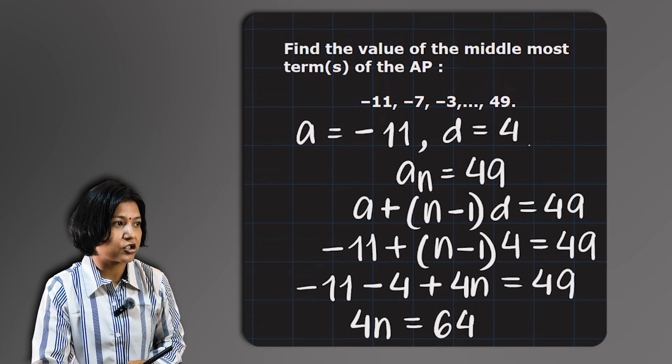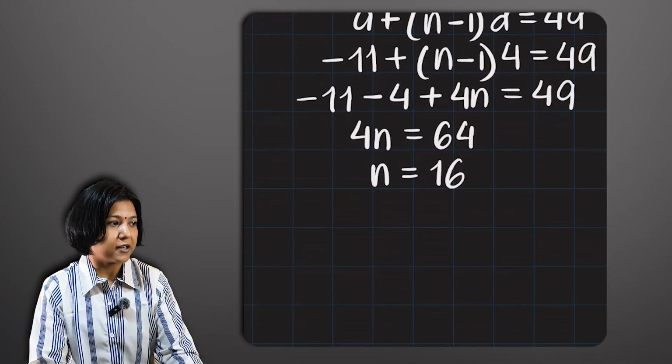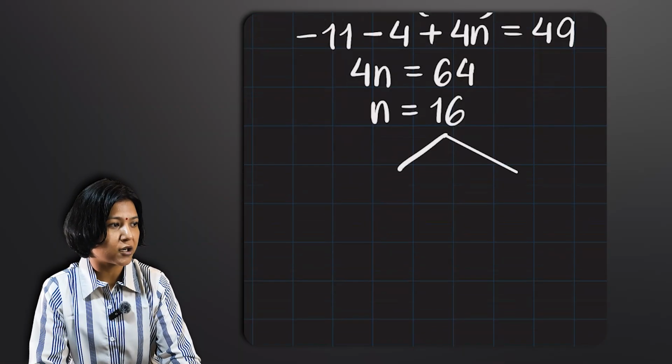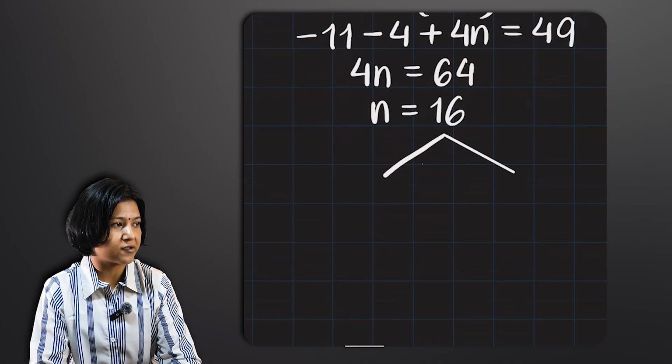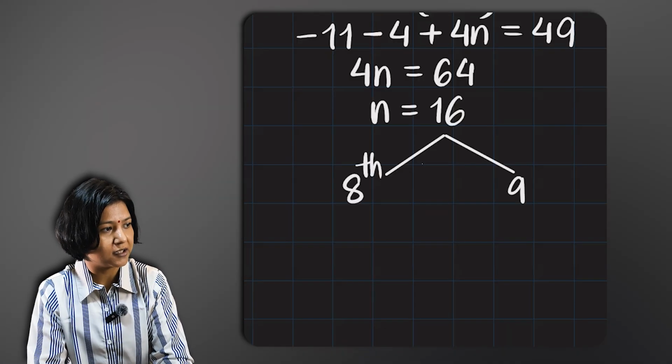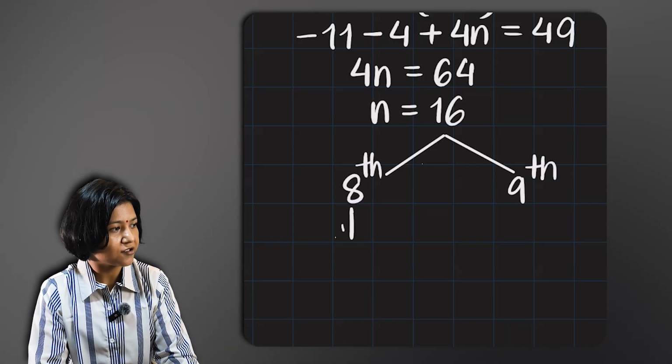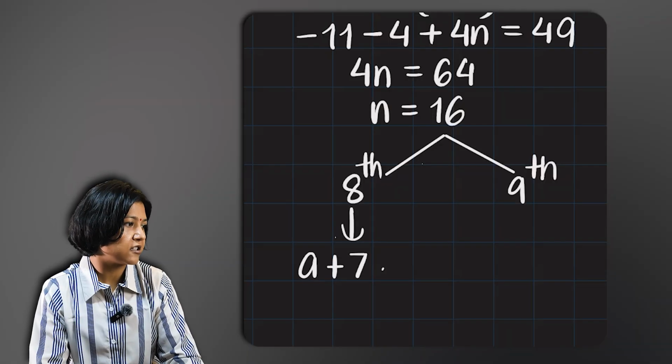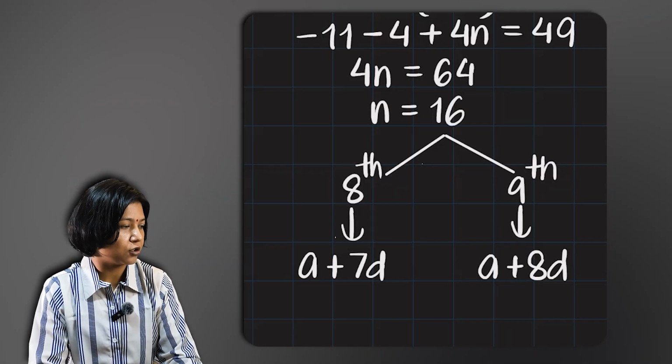If I know there are 16 terms, then the middlemost terms will be, if I have an even number of terms, then my middle terms will be 2. I have 2 middle terms here, giving me the 8th term is my middle term, and my 9th term will be the middle term. So to find their values, I just have to plug in a plus 7d, a plus 8d. I know the values here.